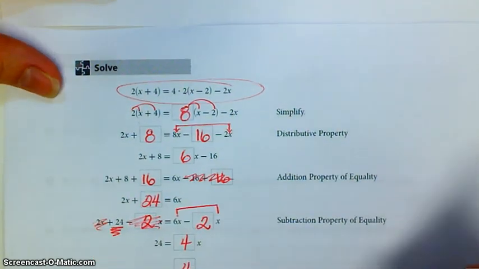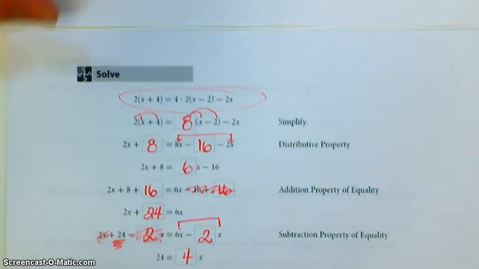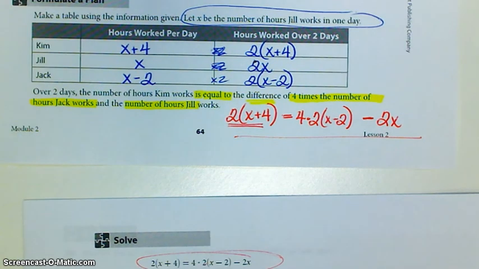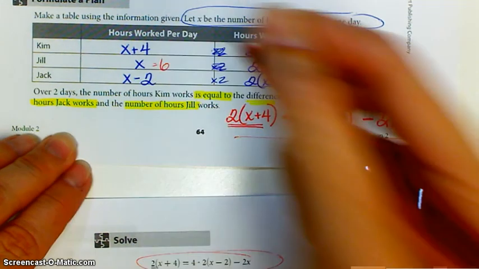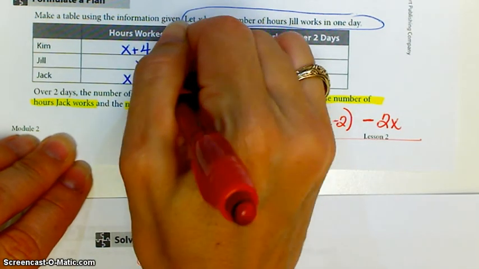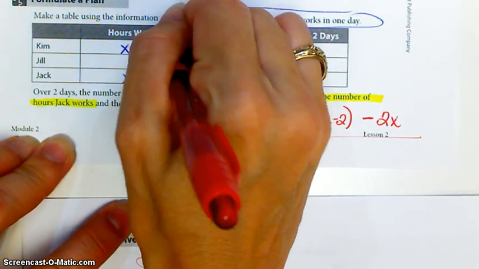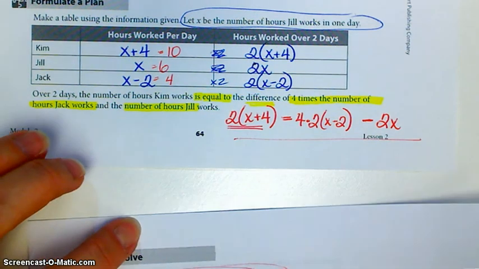And then you go back. This is a long problem. X, remember, go back to the original table. And we just solved x is equal to 6. So Jill works 6 hours each day. And Jack works 6 minus 2, which is 4 hours each day. And Kim, I guess she's the hardest working of all, because she works 6 plus 4, which is 10 hours each day. Okay.